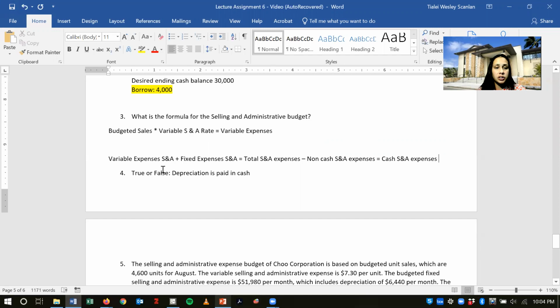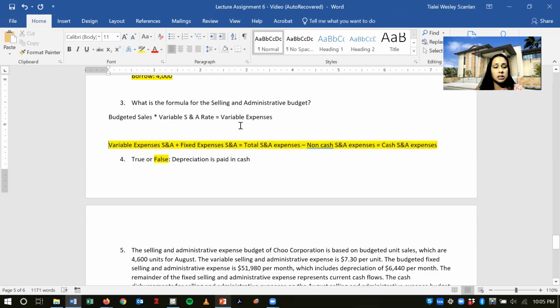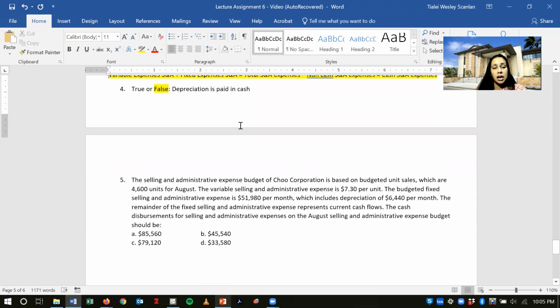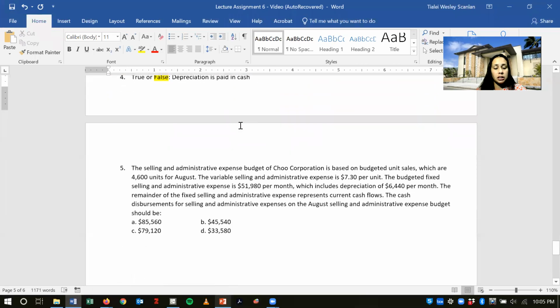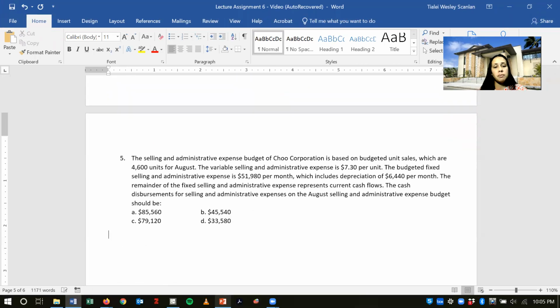So depreciation is paid in cash, this is false, it's a non-cash expense. So this is your formula here. If you need help finding your variable expenses, this is how you would find them. And now we can solve for question number 5. The selling and administrative budget for Chew Corporation is based on budgeted unit sales, which are 46,000 units.